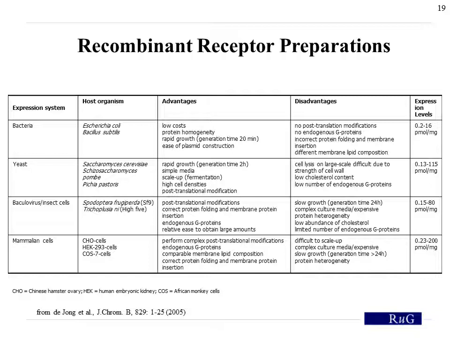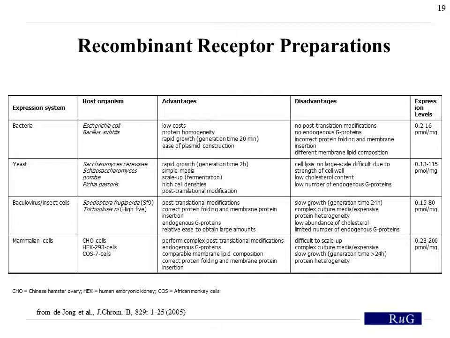One can then move on to the next higher level, a simple eukaryote, yeast, Saccharomyces cerevisiae, or others like Pichia pastoris. They still grow fairly rapidly with a generation time of 2 hours. They still require simple and not expensive media. They can be easily scaled up to fermentation scale, that means to multiple liters. They grow to high cell densities, and they can do some post-translational modifications, although most of them are not identical to what happens in mammalian cells.